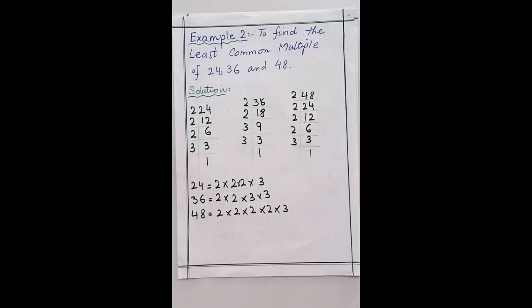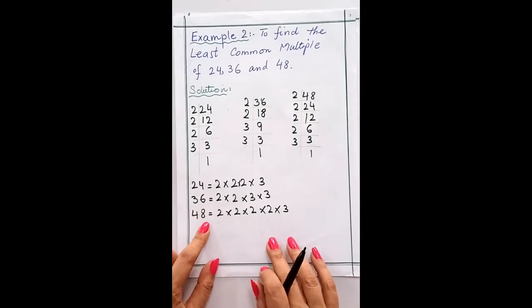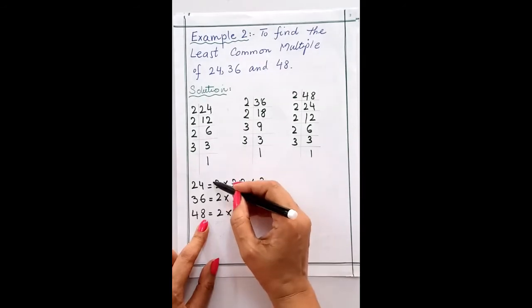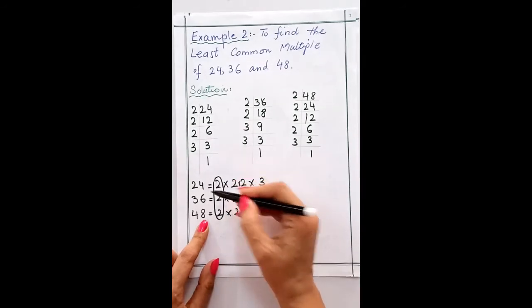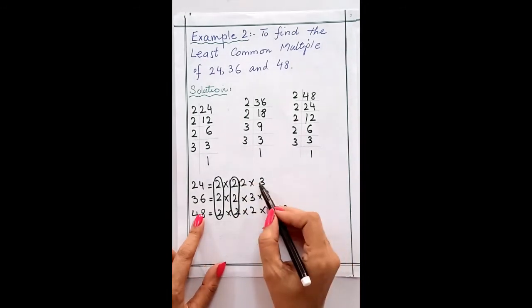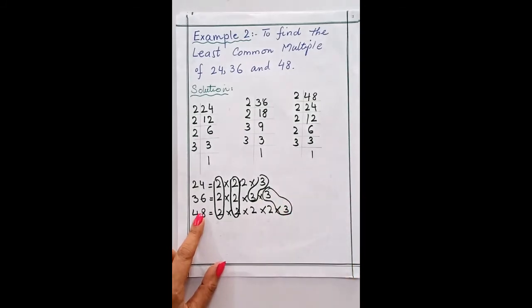Now we will find out the common prime factors of 24, 36 and 48. So students, look very carefully. If a number is common in two or more, it will become a common factor. So here 2 is in all three prime factors. Here 2 is also in all three. Now 3 is in prime factors and 3 is also common here.